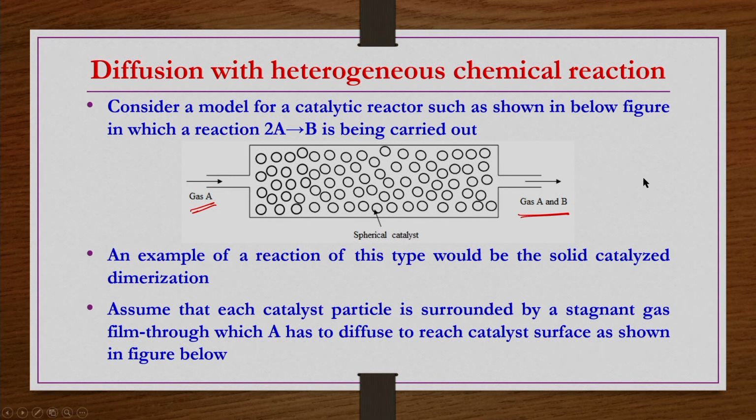So, if you enlarge this catalytic particle, each particle is surrounded by a thin gas film. Let us say the film thickness is delta, but compared to the radius of the catalyst particle, this delta is very small, that is, delta is much smaller than r. Under such conditions, we do not need to consider the curvature effect, and we can have a Cartesian coordinate representation of this.